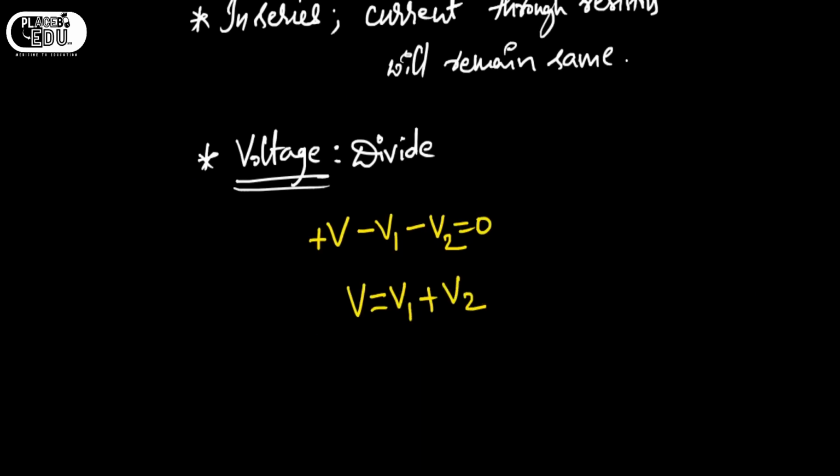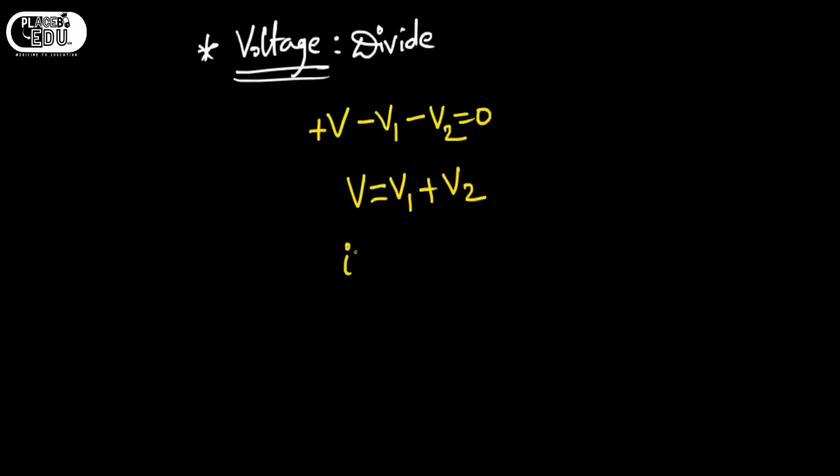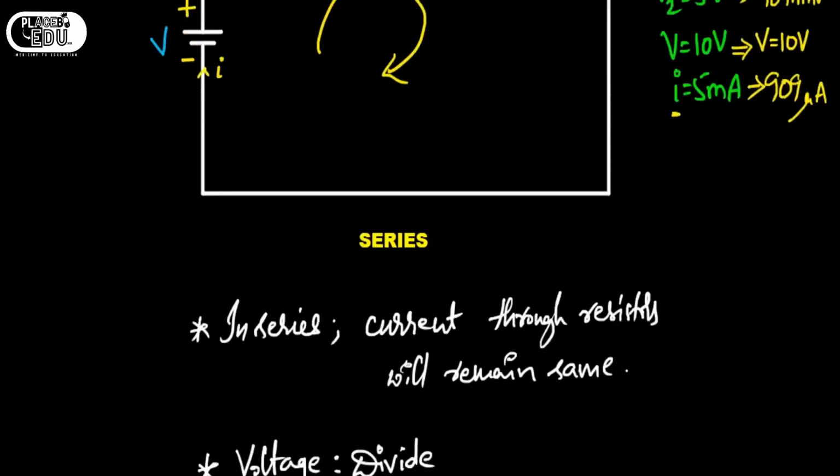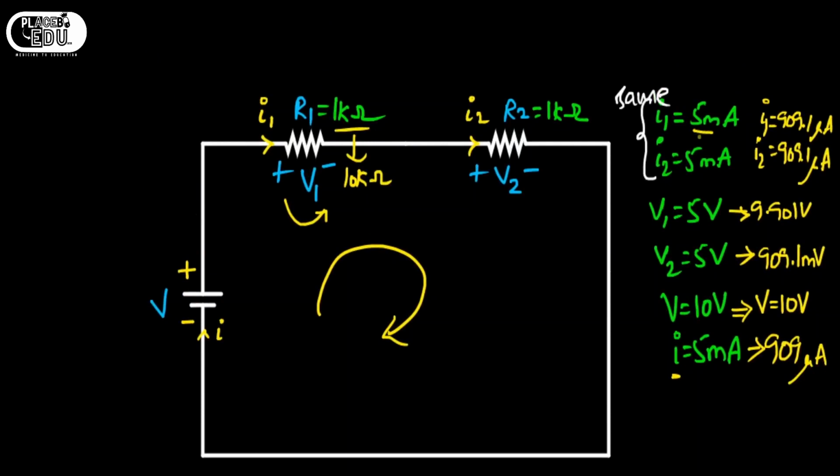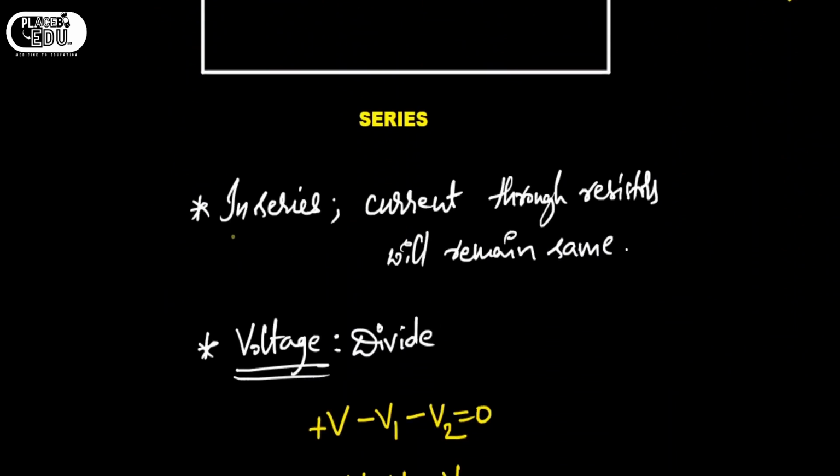Therefore KVL will be V equals V1 plus V2. That's clear, right? I've already said that V equals I into R, which is R equivalent, the whole resistance, and V1 is I1 into R1, plus V2 is I2 into R2. If you observe here, we have I1 5 milliamperes, I2 5 milliamperes, and I is 5 milliamperes. I1, I2, I is every time the same in series. That's what this point says: in series, current through resistors will remain the same.